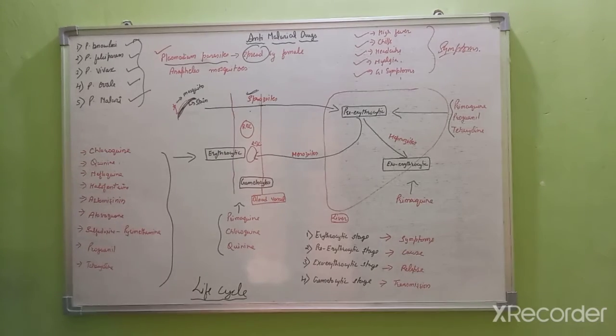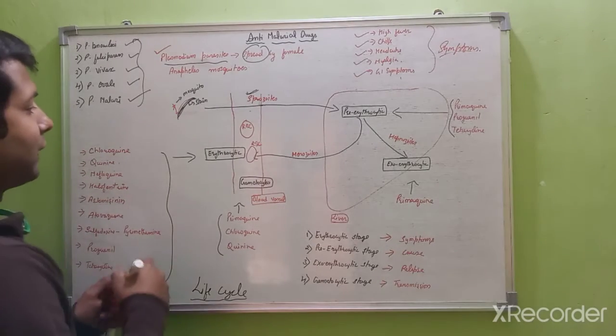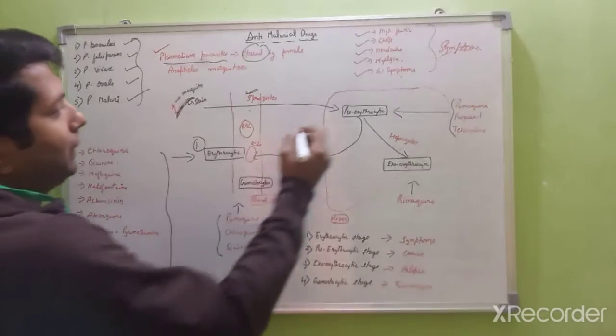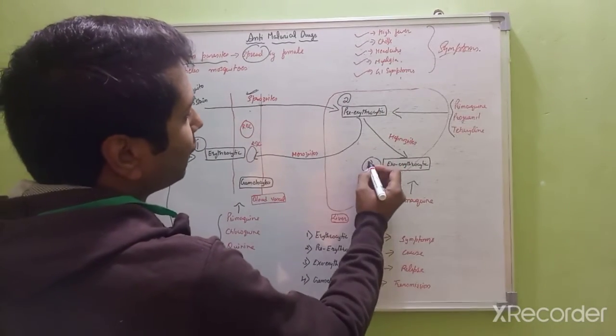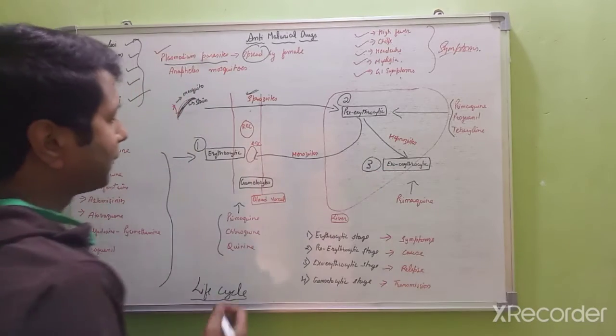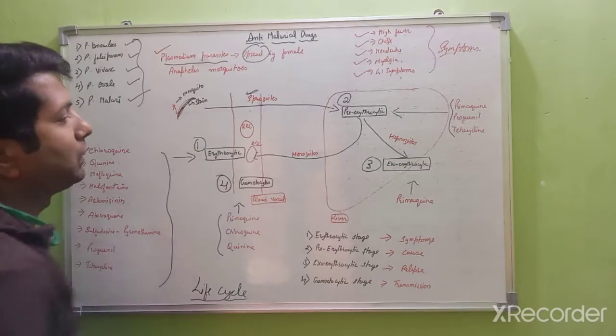So we have four stages here. The first stage is the erythrocytic stage, the second stage is the pre-erythrocytic stage, the third stage is the exoerythrocytic stage, and the fourth stage is the gametocytic stage.